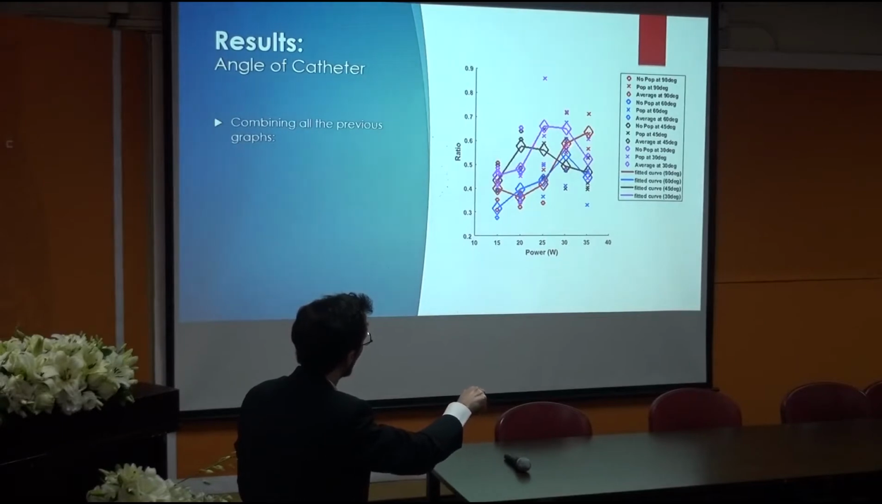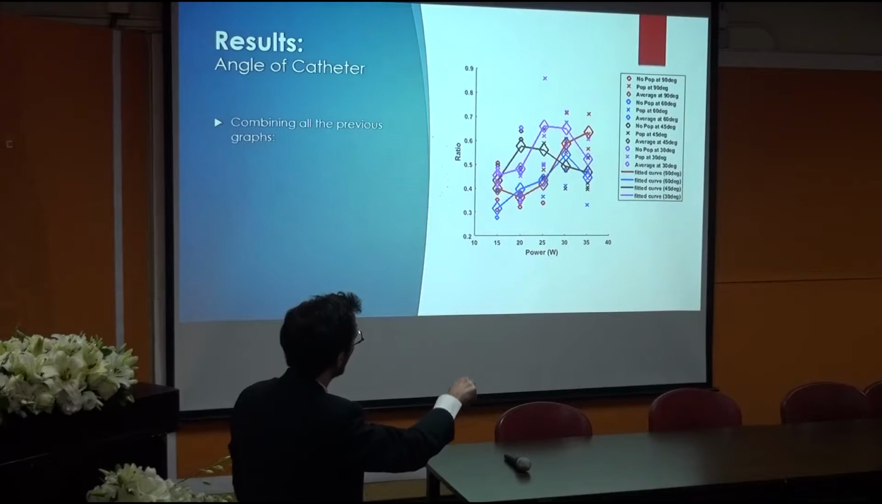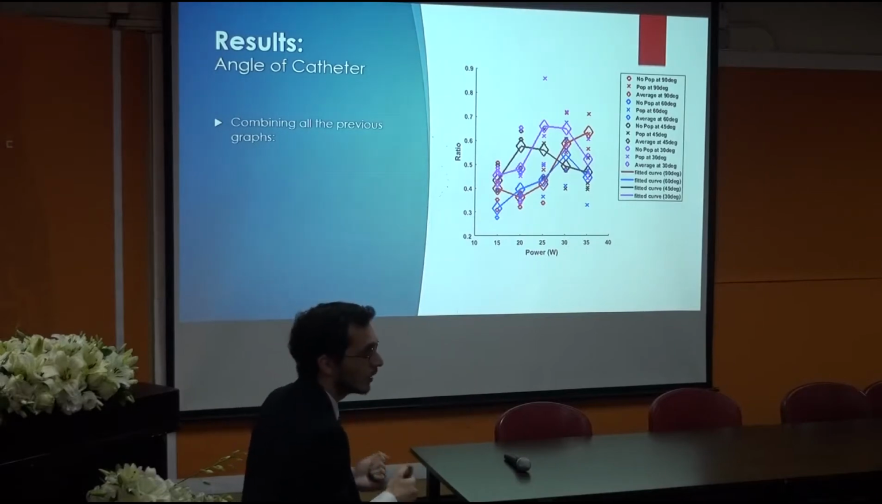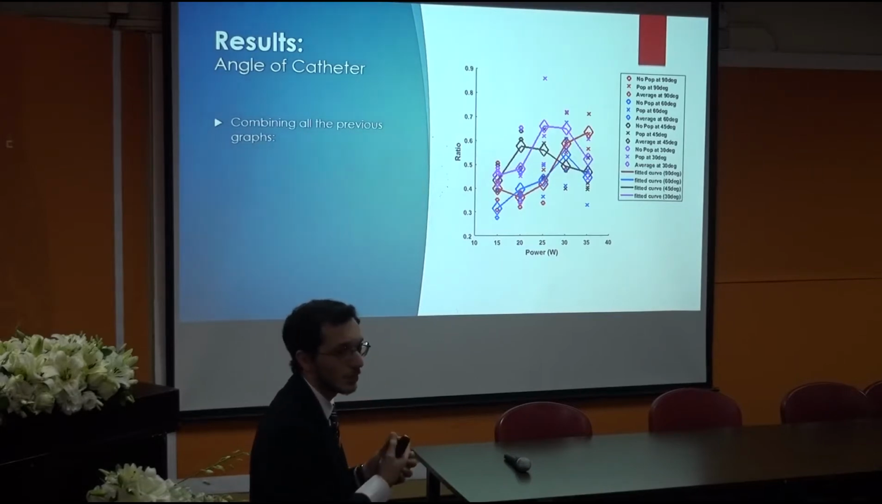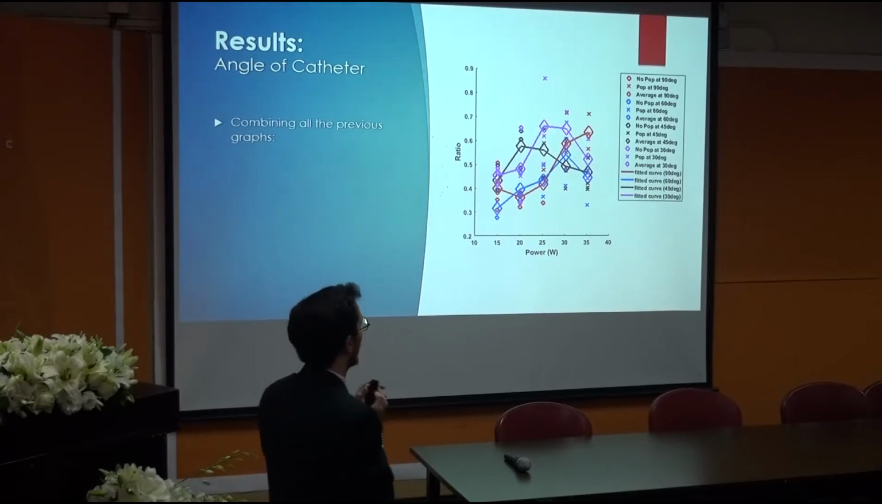This is the original one I showed in the beginning. This was the third one. So we can see that they all share this characteristic at 25 watts, making the previous probability maps applicable at all catheter angles, which is something very good.